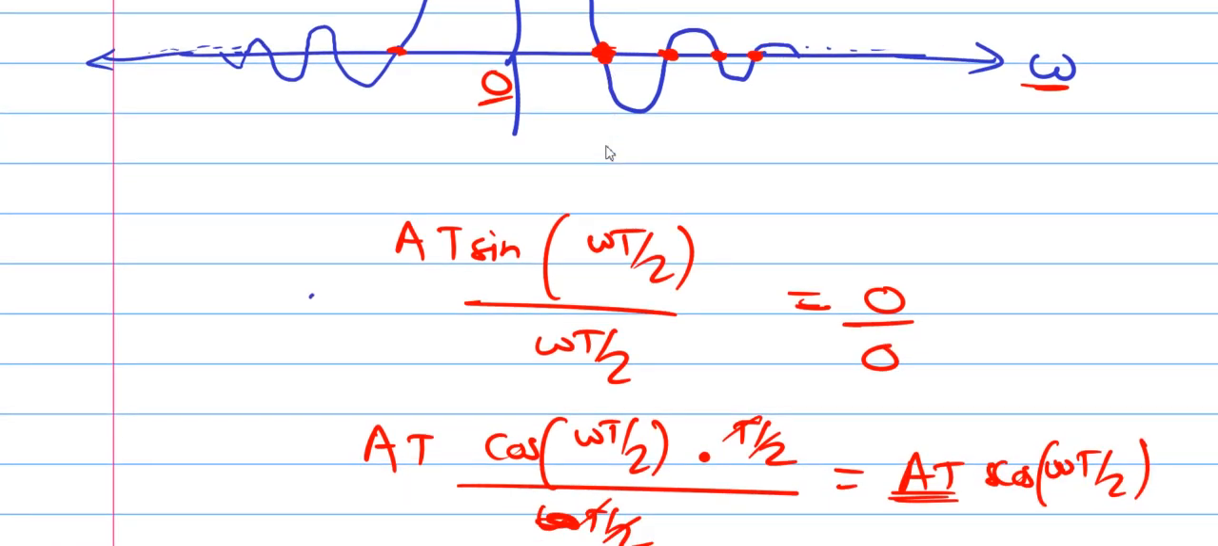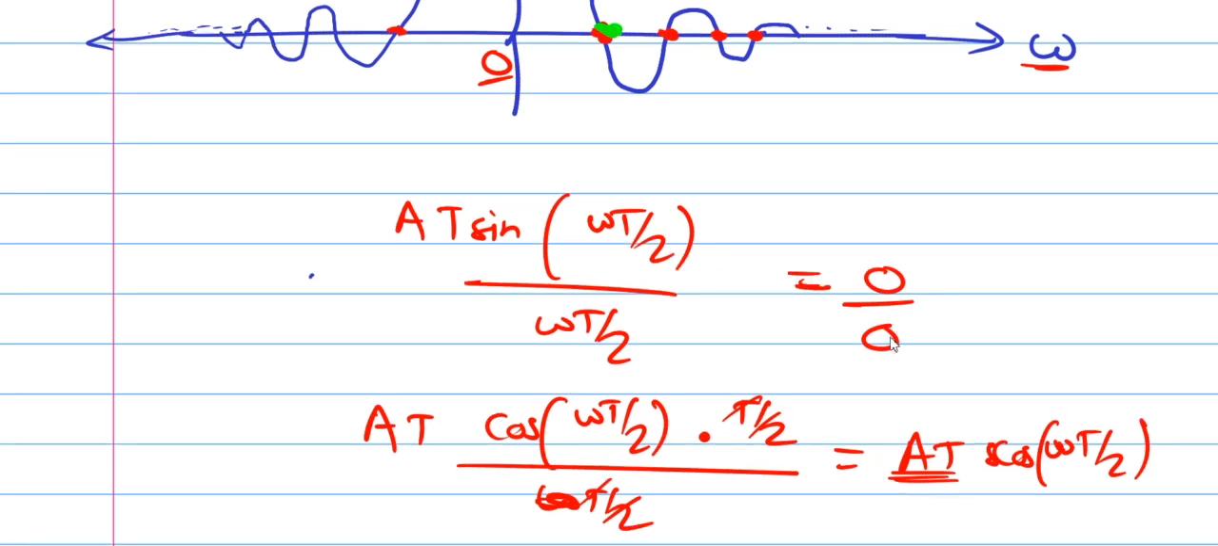Once again I will tell you that at this point omega has some value. So it is not of the form sine 0 upon 0, because omega has some value. So this time we don't have to use L'Hospital rule. Simply the sine function is 0, that means our complete function answer is 0.